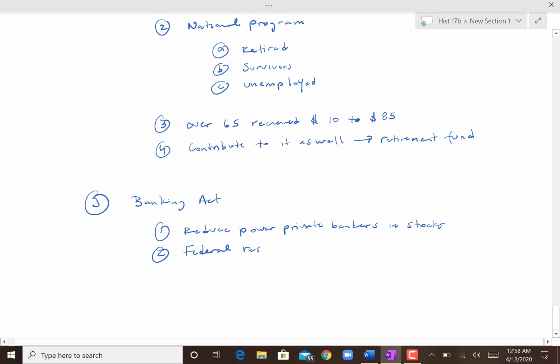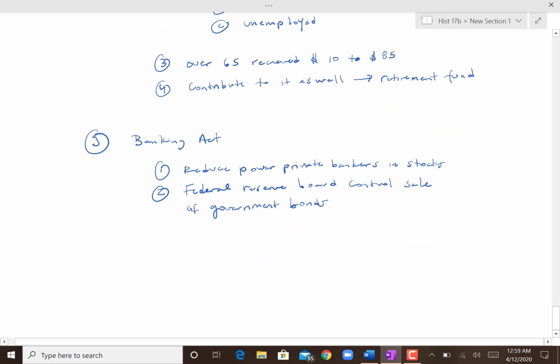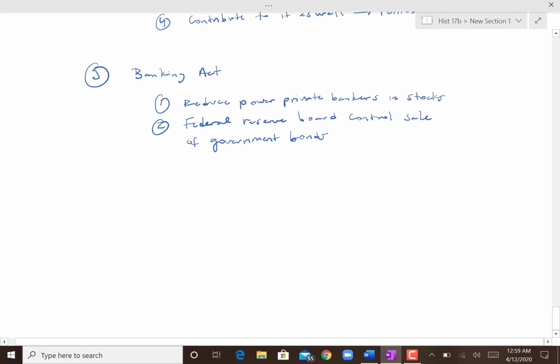So the Federal Reserve Board could control the sale of government bonds. And this one was, in many ways, again, to check the banks to make sure this didn't happen, but it was also just meant to alleviate people's fears that this wouldn't happen again. And that's part of that idea of security.